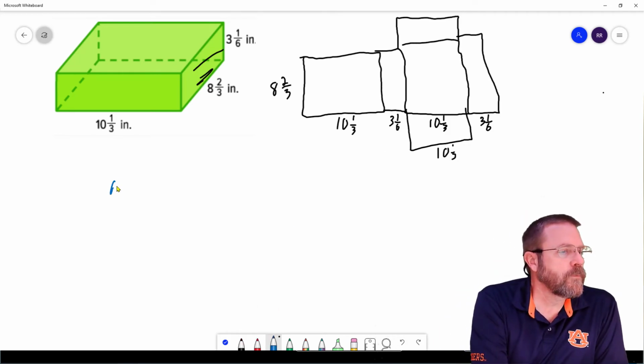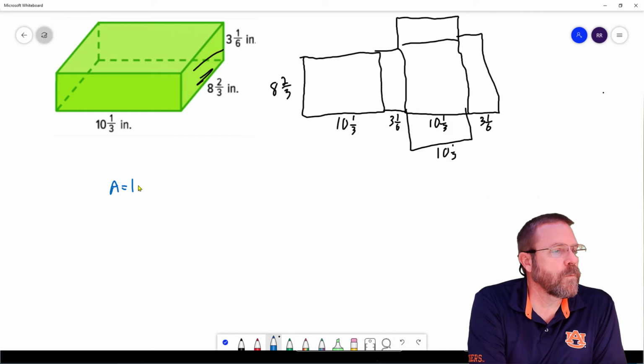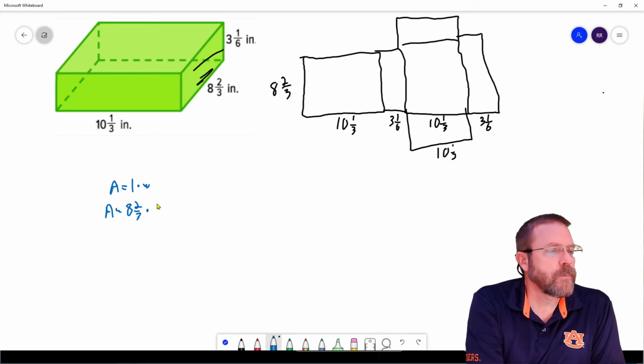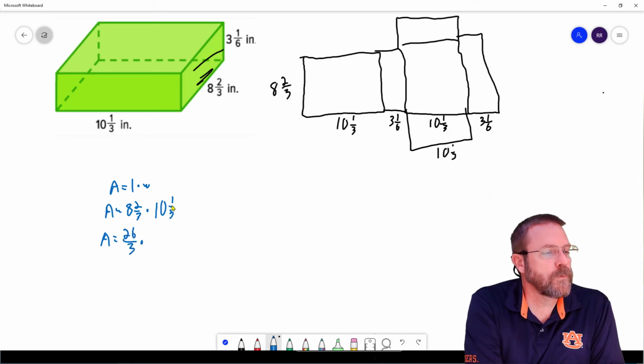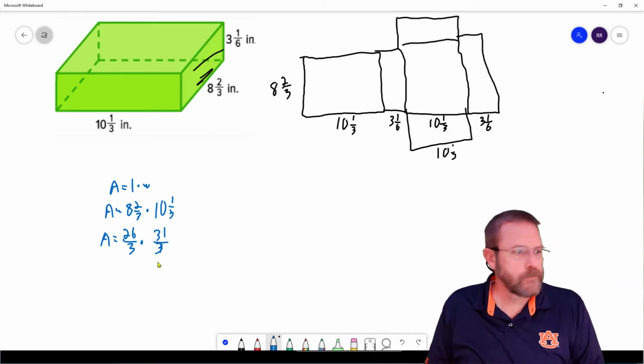I have 3 different size rectangles, so I'm going to need to work 3 times. First one, let's go ahead and do the big ugly one. We do 8 2/3 times 10 1/3. When multiplying fractions, you have to change them to improper fractions. 3 times 8 is 24, plus 2 is going to be 26 over 3, times 3 times 10 is 30, plus 1 is 31 over 3.